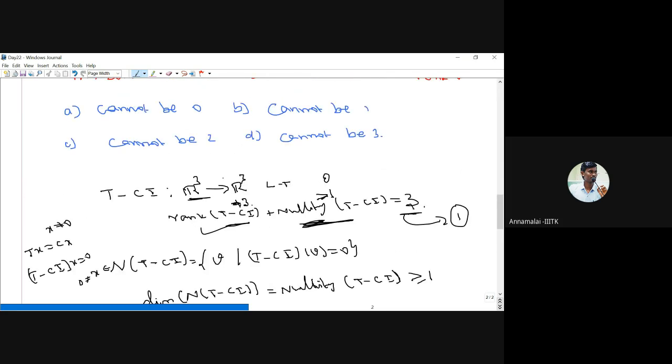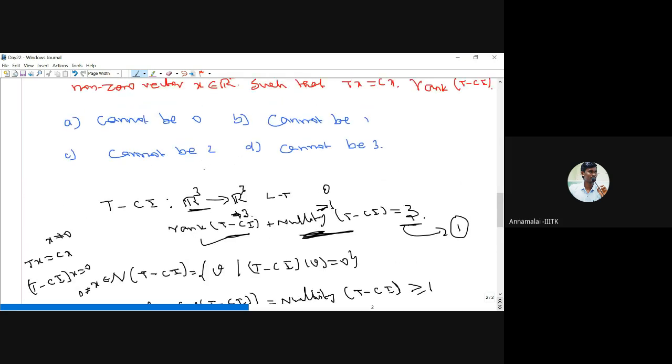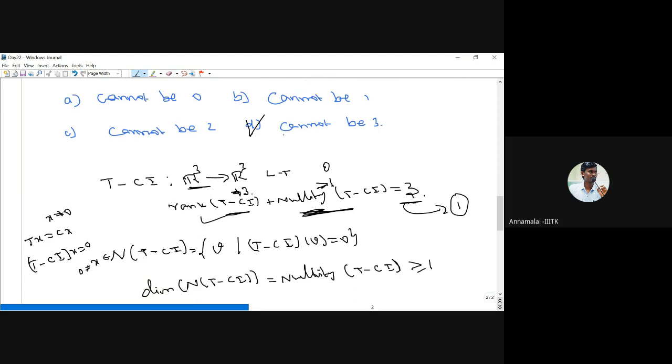So that is the answer. Maybe it's 2, maybe 1, maybe 0 sometimes. If it is the zero function, then the rank is 0. Therefore, it cannot be 3. So this is the correct answer. Got it? Because you have to apply the rank nullity theorem for this operator T minus cI, and the null space contains at least one non-zero vector. Therefore the dimension is at least 1, and therefore the rank is at most 2. Rank is at most 2, cannot be 3.